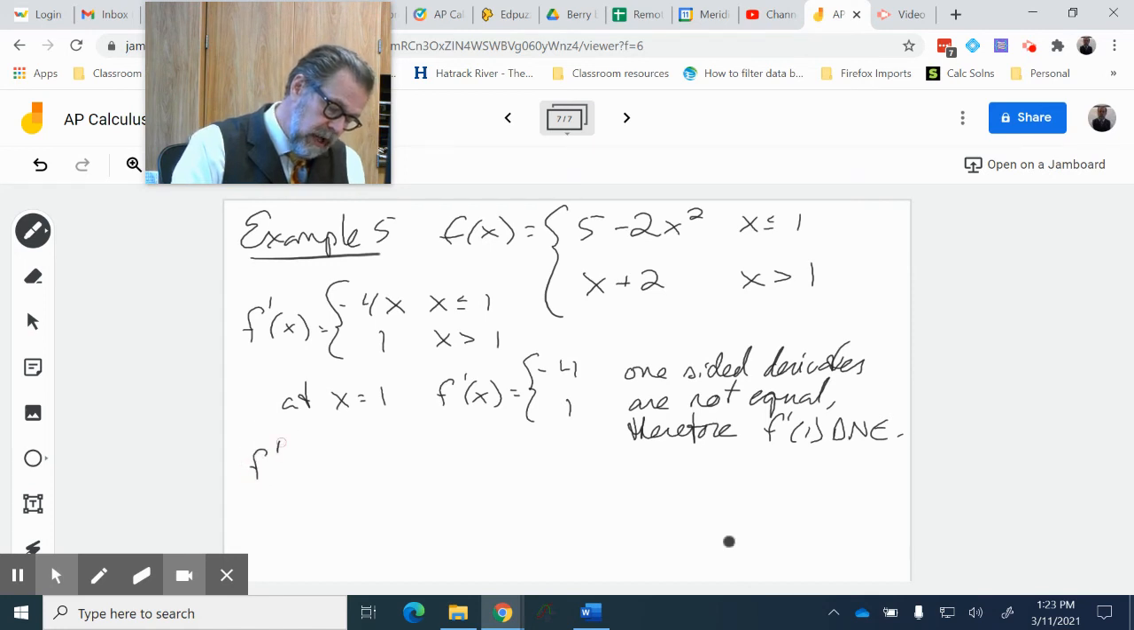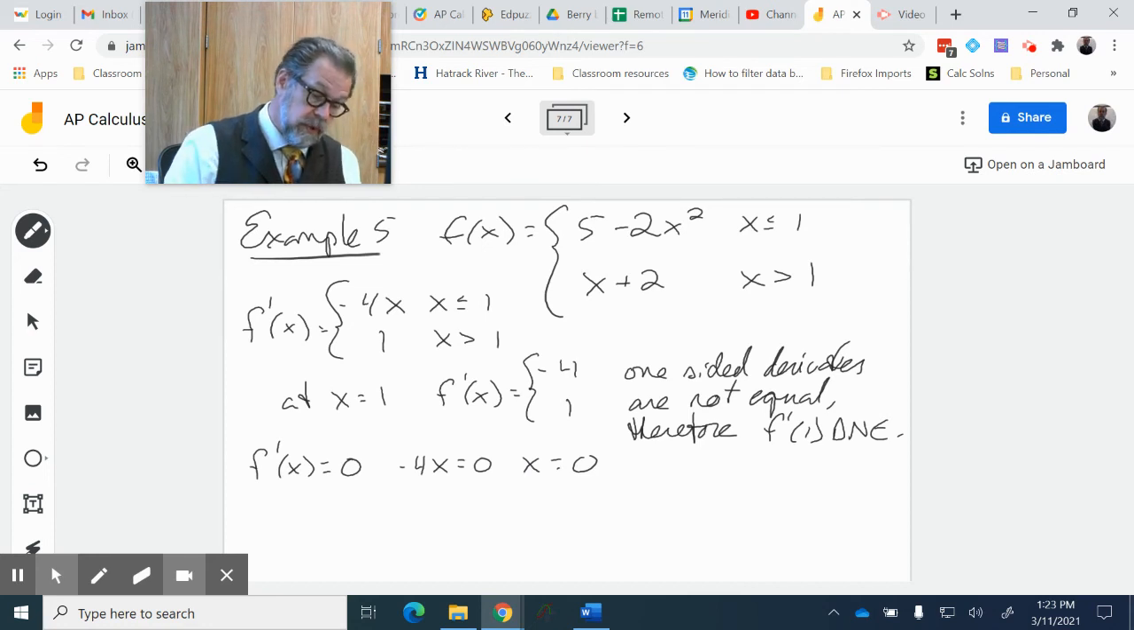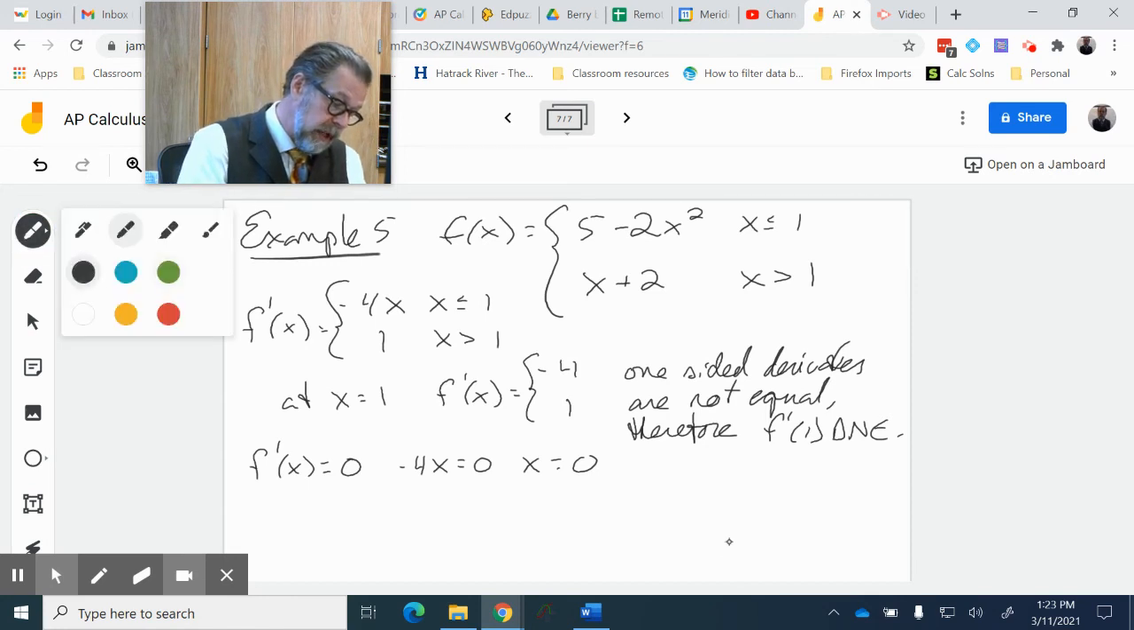Let's look at f prime of x equals 0. Well, 0 is less than 1, so we're looking for negative 4x equals 0, which means that there is a critical point at x equals 0. So we've got 2 of them so far. And that's it. Those are our 2 critical points. So let's do some quick calculations. We'll change colors to do our calculations.